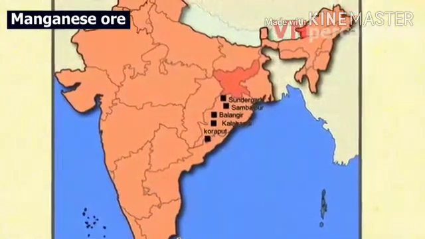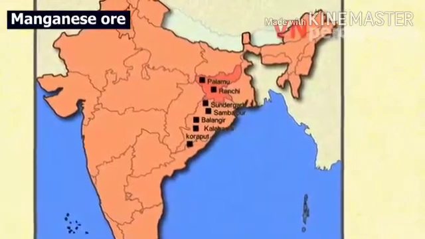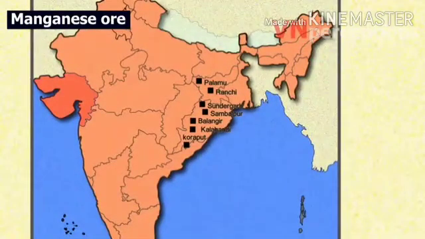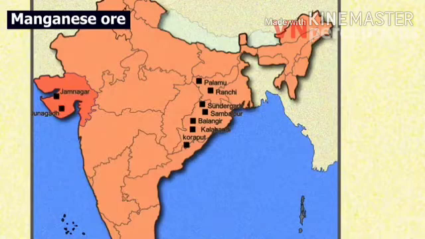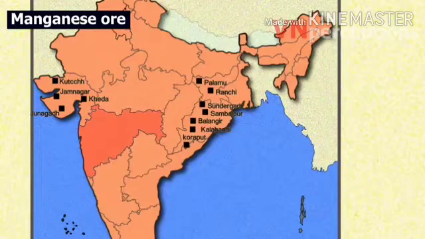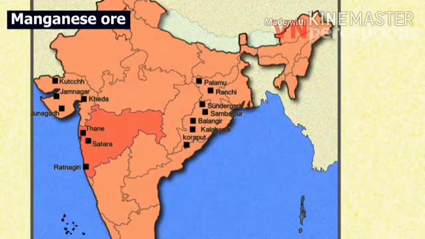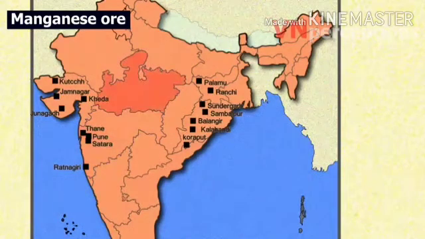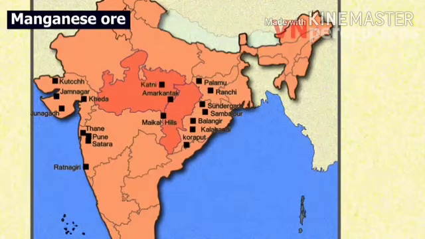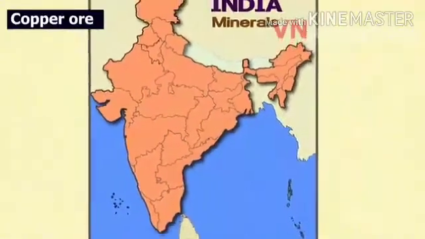In Jharkhand, it is Ranchi and Palamau. In Gujarat, it is Jamnagar, Junagadh, Kheda, and Kutch. In Maharashtra, it is Ratnagiri, Thane, Satara, Pune. In Madhya Pradesh and Chhattisgarh, it is the Amarkantak Plateau, Maikal Range, the Katni area of Jabalpur district, and the plateau regions of Bilaspur. Next metal, and that is copper.